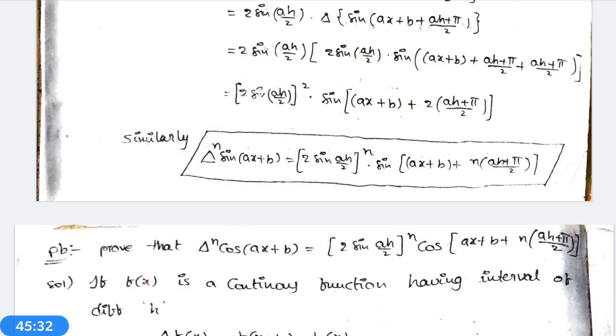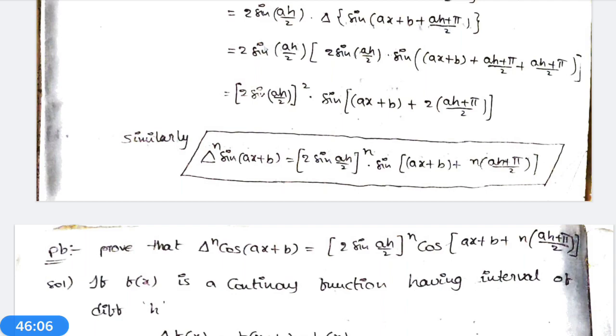If you apply it the first time, we get 2 sin(ah/2) power 1; applying it 2 times gives (2 sin(ah/2)) whole square, including 2 in the angle. Therefore, if you apply it n times, delta power n sin(ax+b) is equal to (2 sin(ah/2)) whole power n into sin(ax+b+n times (ah+pi)/2).